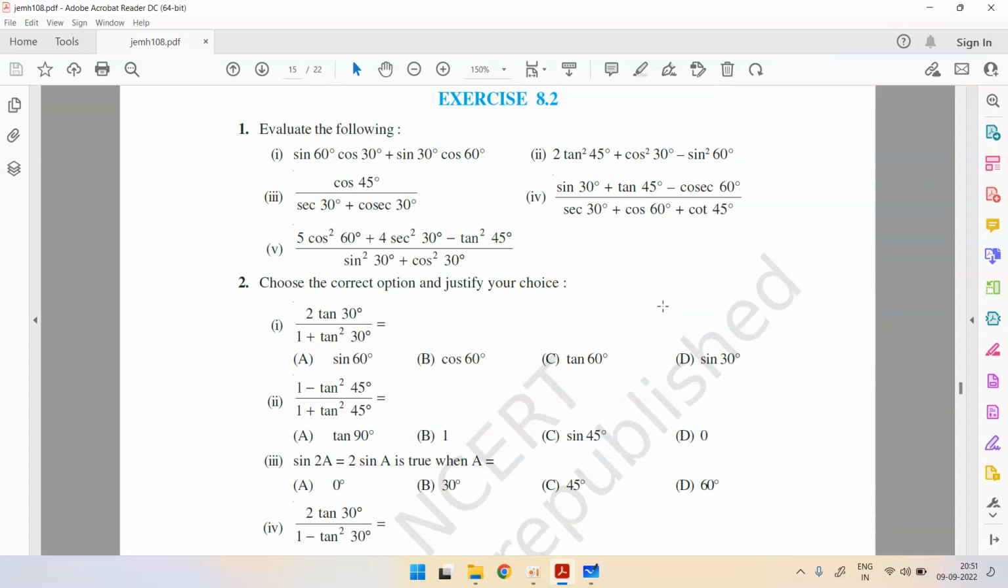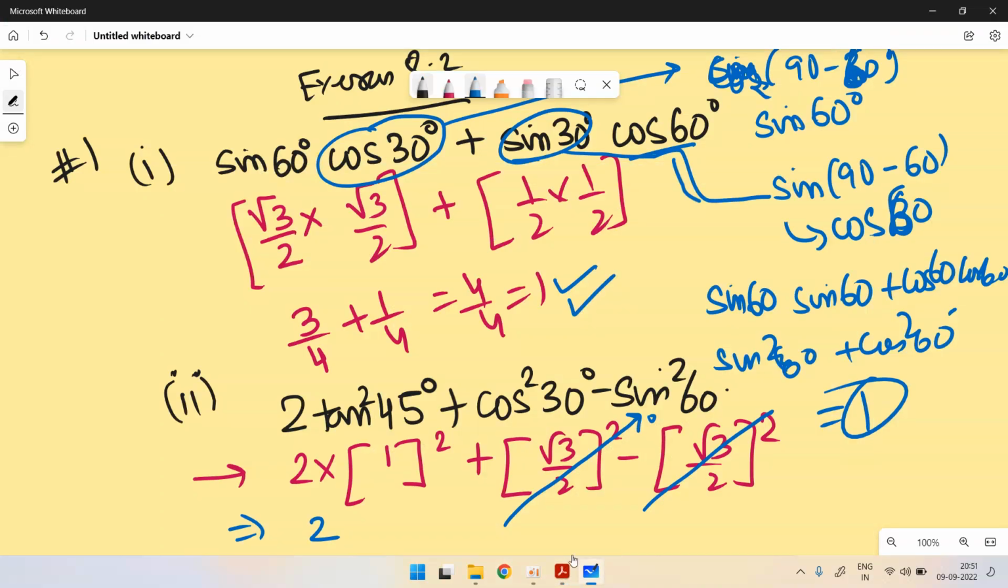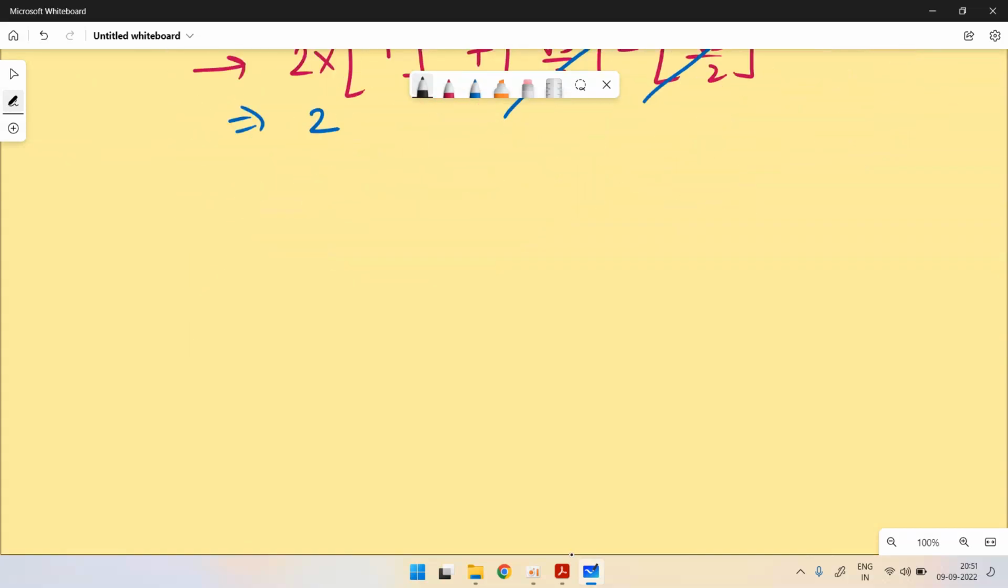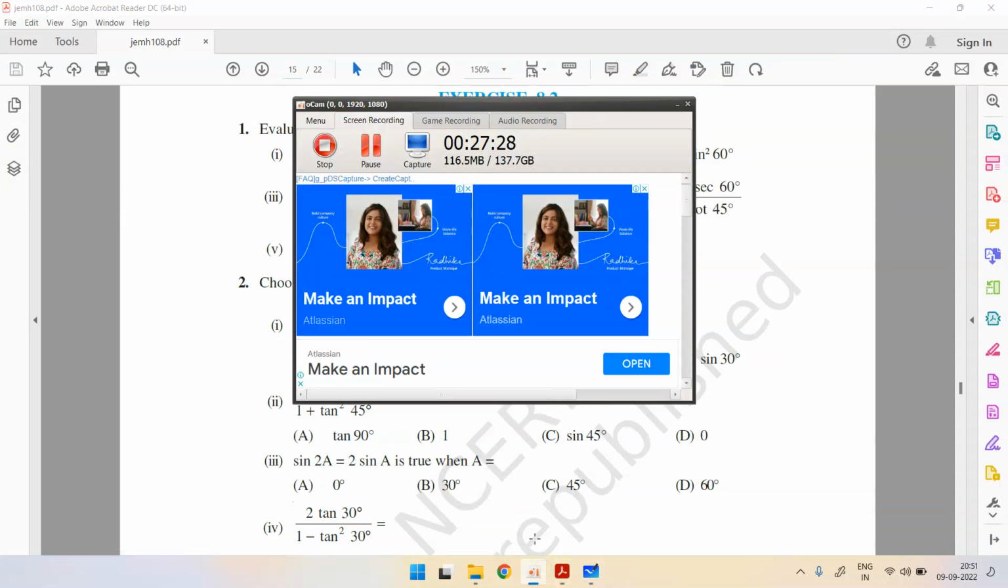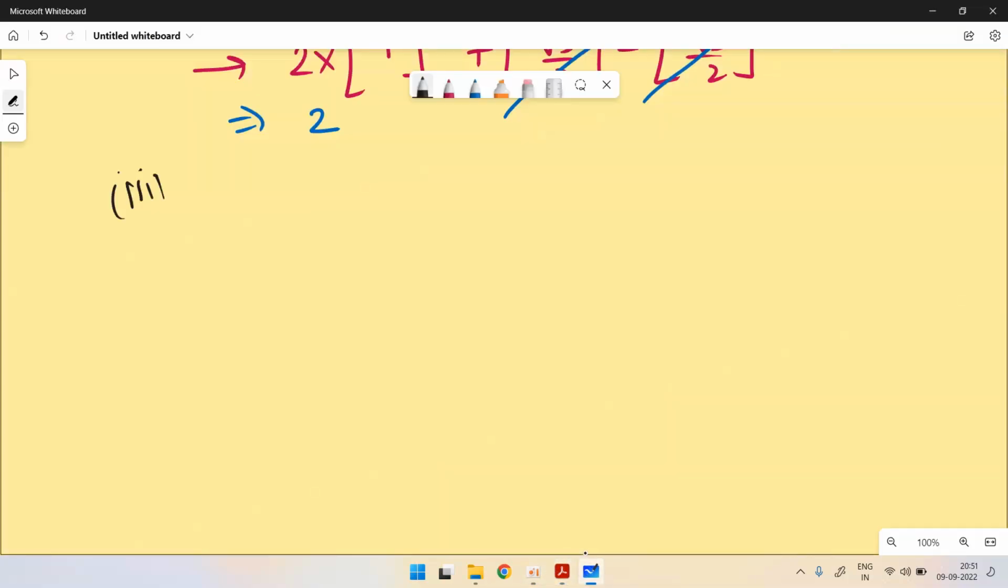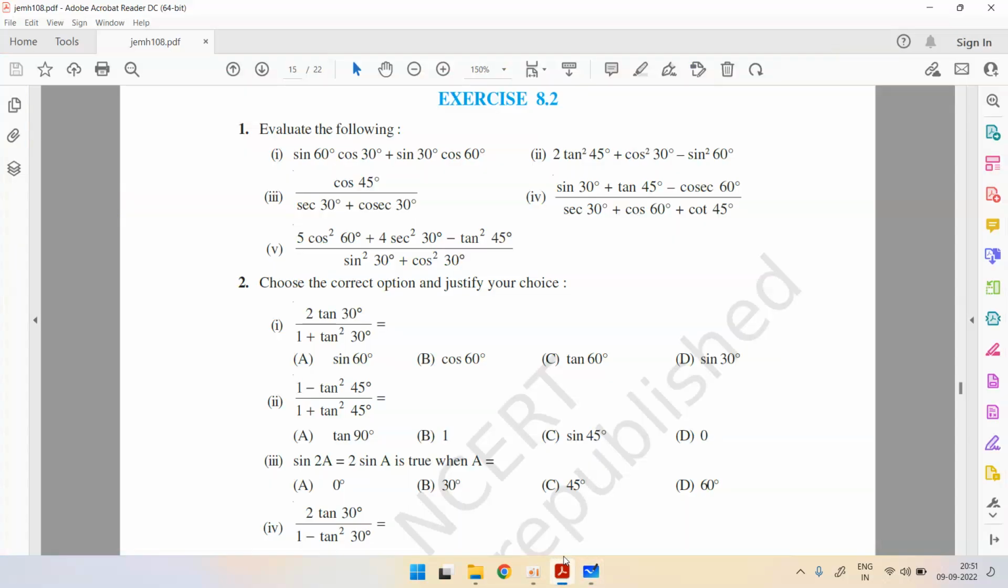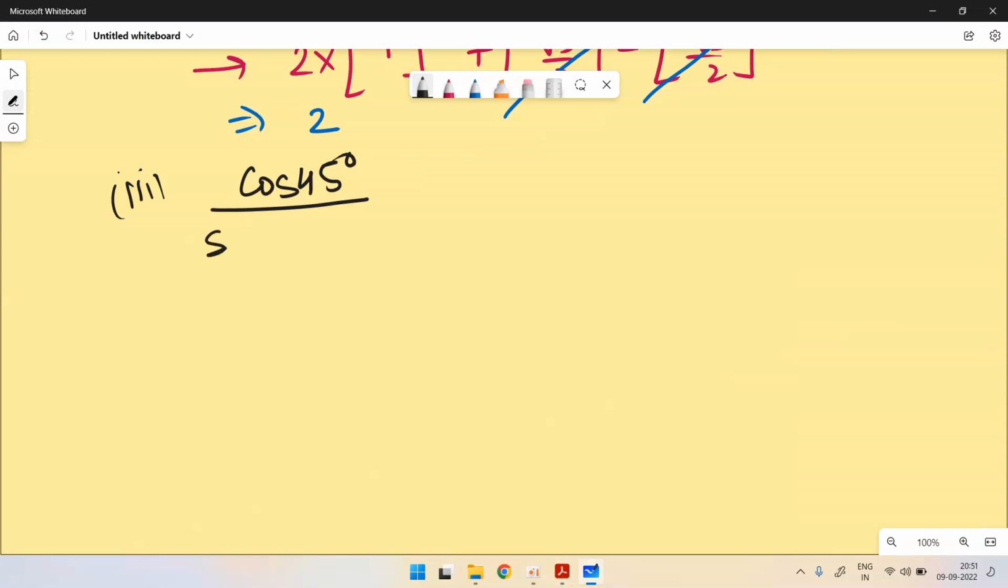Now the third part is cos 45 degree by sec 30 degree plus cosecant 30 degree.